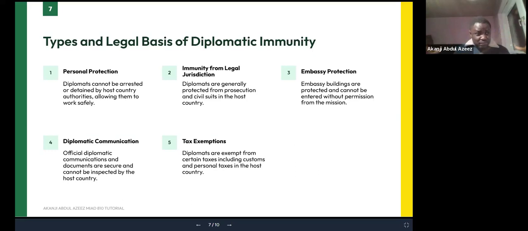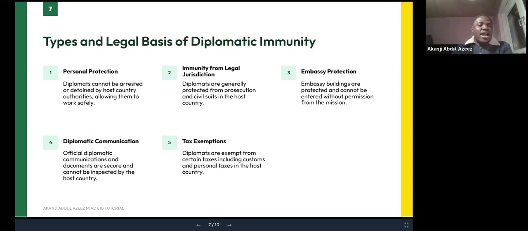Listen, that building represents the whole country. Although it is not in their own territory, it's in another territory, that particular building represents the whole country. So no one has the right to enter there just like that. The host country doesn't have the right to enter there just like that. They have to come there with permission.